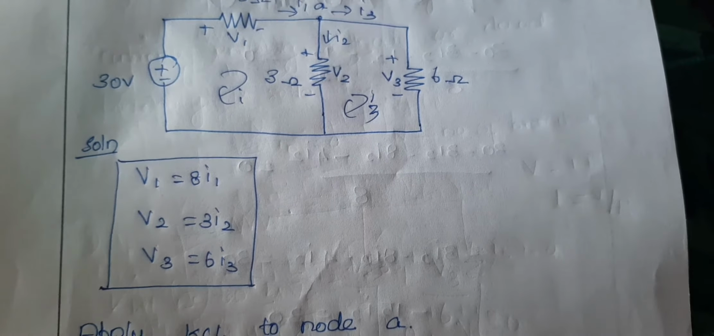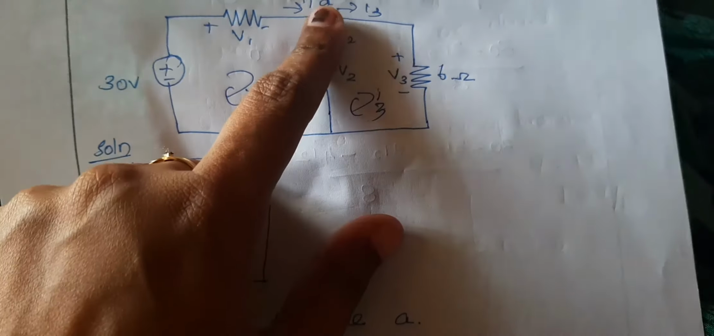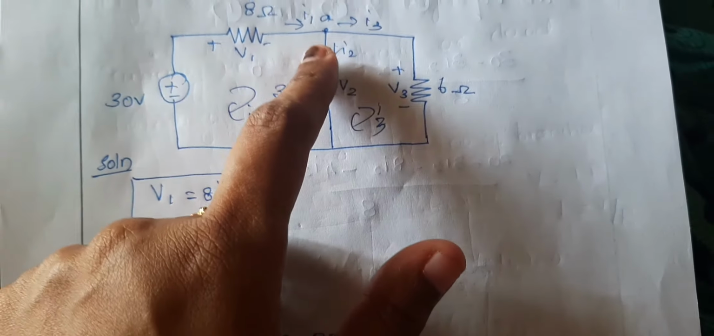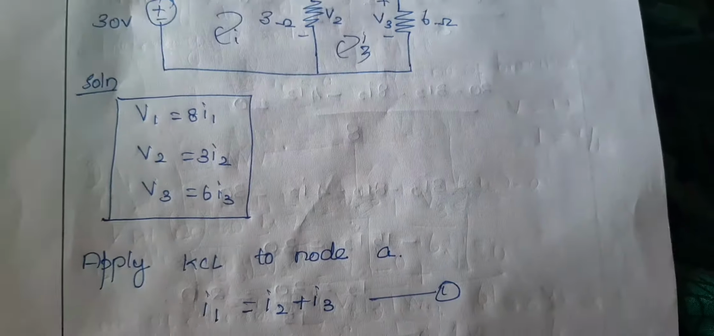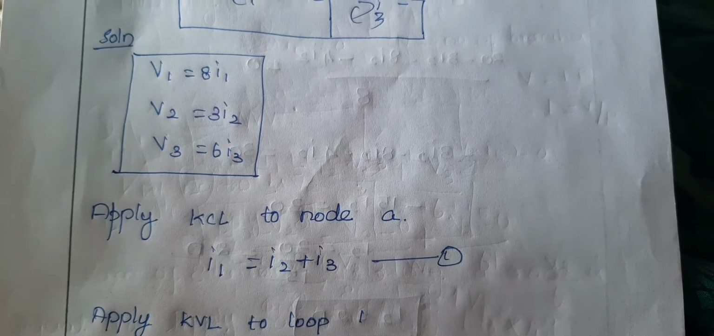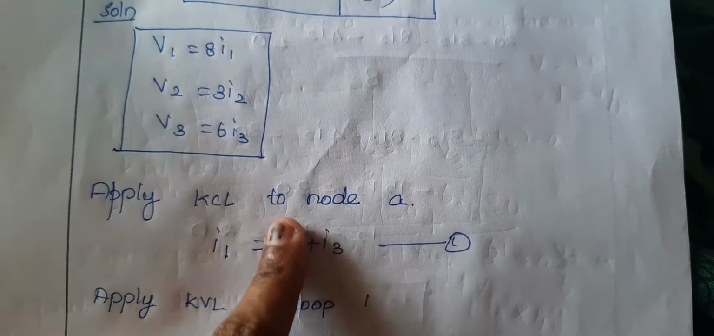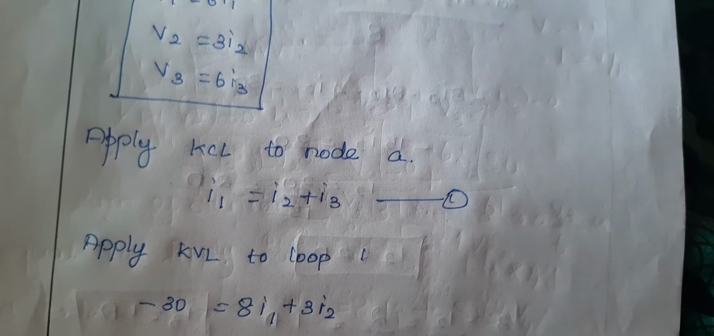Okay, so now we want to apply KCL, Kirchhoff's current law. Kirchhoff's current law at this node is: sum of the entering currents equals sum of the leaving currents. So what is the entering current? I1. What are the leaving currents? I2 and I3. So take this as equation number 1.